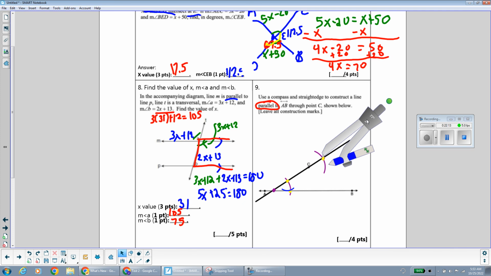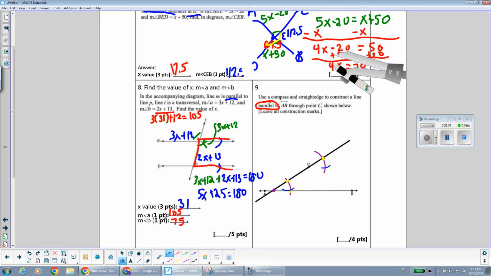I'm going to move my compass up to where my first arc hit the line. And I'm going to make the same arc with the measurement of the angle that I measured. And that's it. You see where these 2 arcs meet? That's where you're going to use your straight edge and draw your parallel line right through it. It's really hard on the computer, so my line is a little slanty. You will get a better line on your paper using the handheld compass.